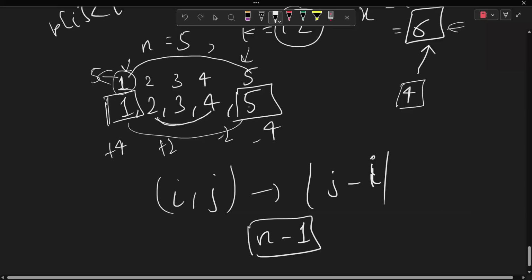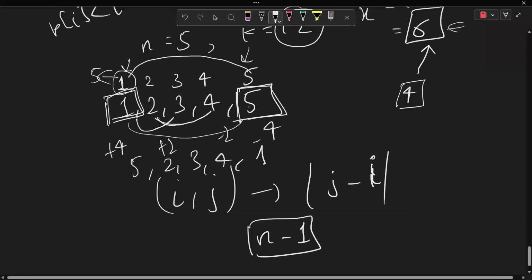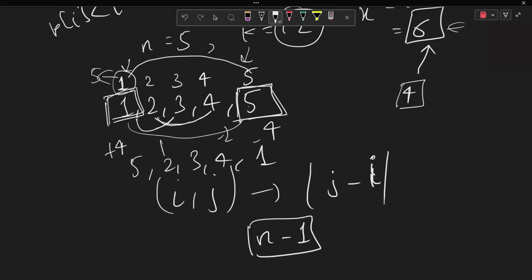And once you have swapped these two integers, you cannot swap them back, otherwise it won't add that value. If you swap this 1 with 3, which was already swapped, so if you have 5, 2, 3, 4, 1, and then you swap this 5 and 3, it would become 3, 2, 5, 4, 1.